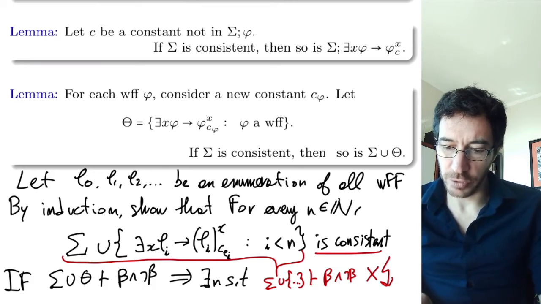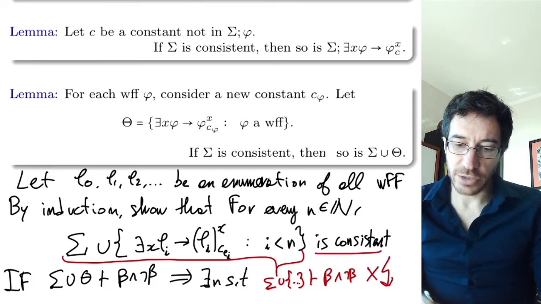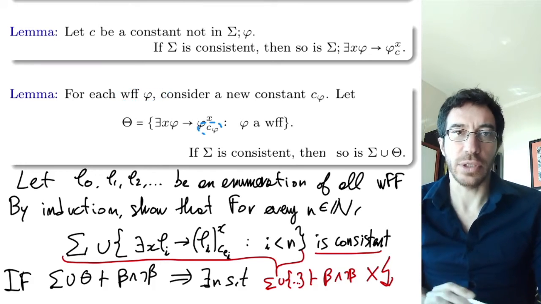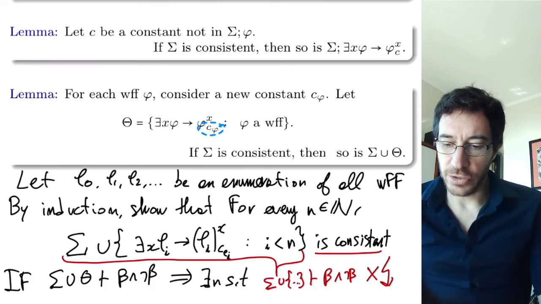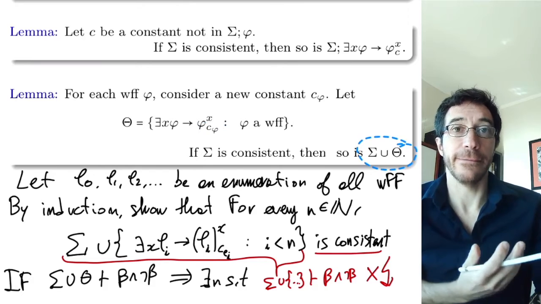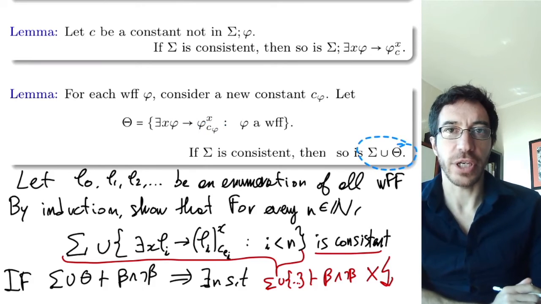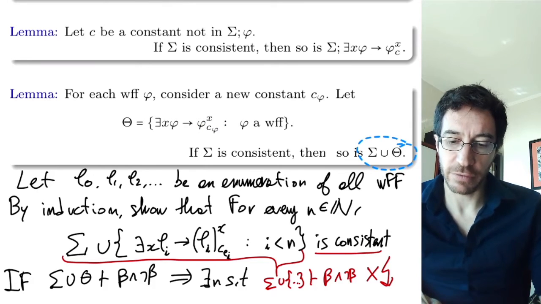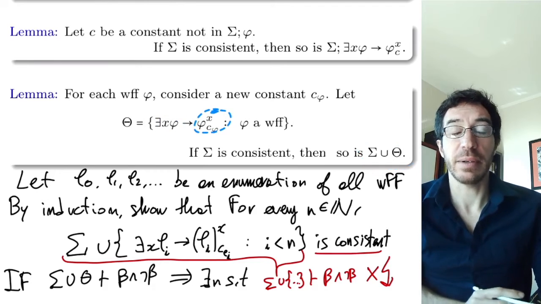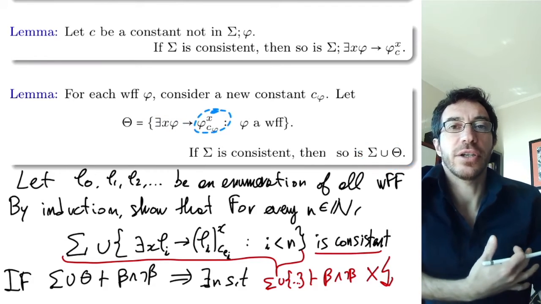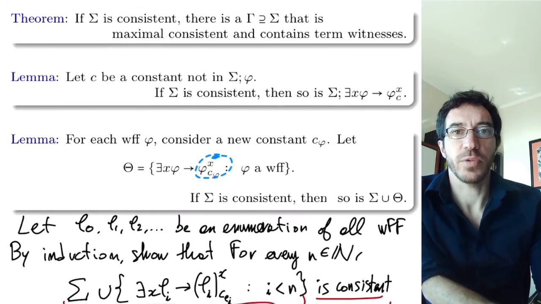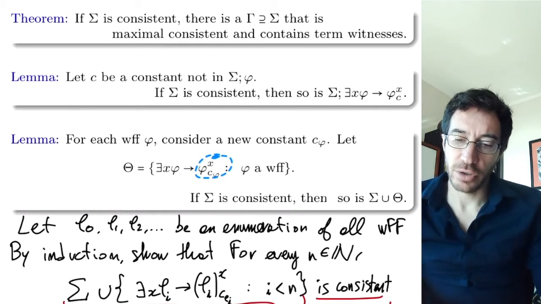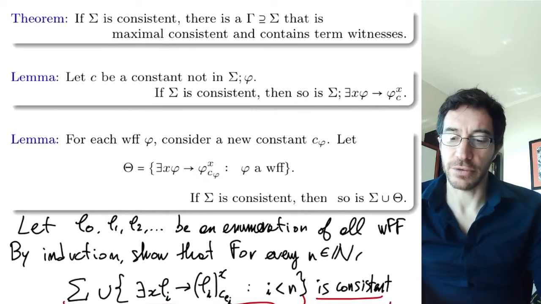So then the whole proof goes through, and you get this for all the formulas, even the ones using these constants. And therefore this new set contains term witnesses. For everything it proves of this form, it contains a term, and the term is actually a constant. So we can say that it contains constant witnesses, not just term witnesses. It contains constant witnesses for all existential formulas that it proves.